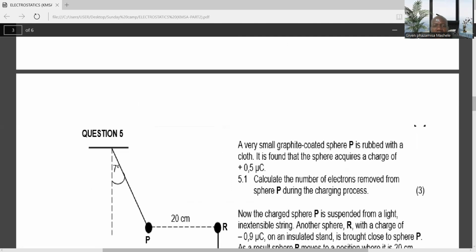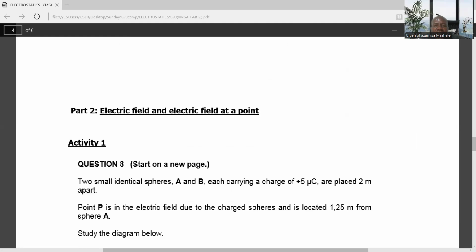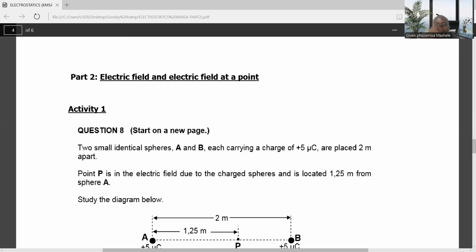Remember, practice makes perfect. Now let us move on to the issue of electric fields and electric fields at a point. We went through the issue of electric field, where we said an electric field is the region of space in which an electric charge will experience a force, whereas electric field strength is the electrostatic force per unit positive charge placed at that point. This positive charge that we are placing at the point, we call a test charge.